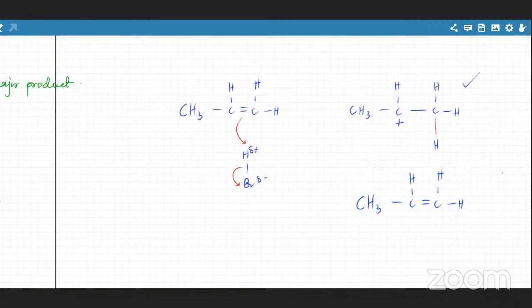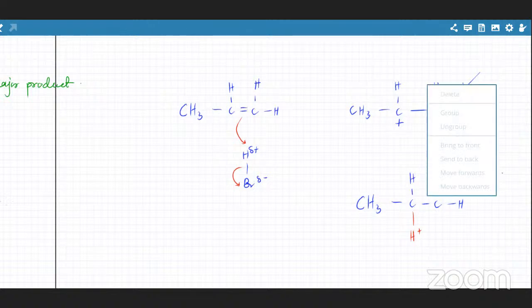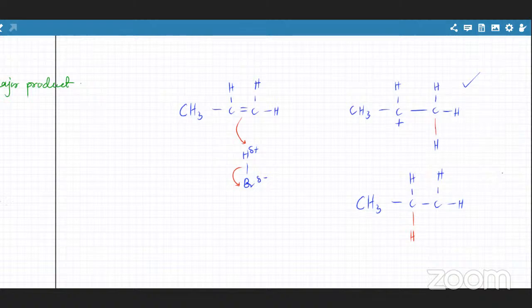So the other possibility is that the H is going to come in and steal the electrons from the double bond. So the double bond goes away, right? So that's gone. The positive charge on H disappears, and now this carbon gets a positive charge. Now everything depends on the strength of this positive charge.